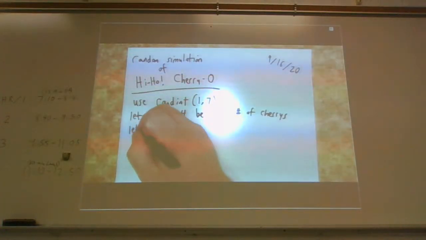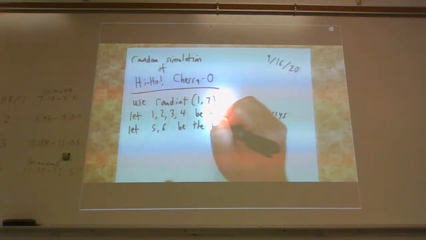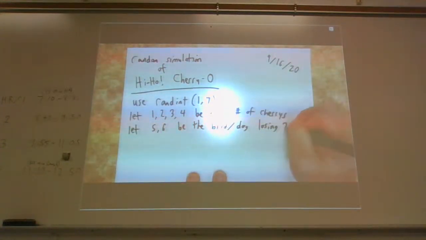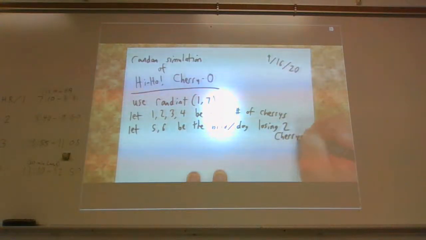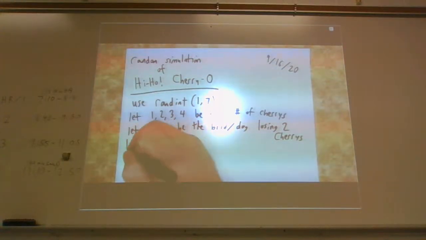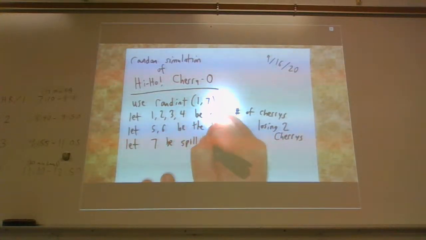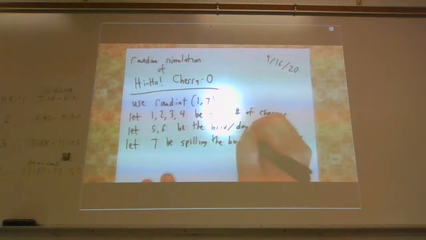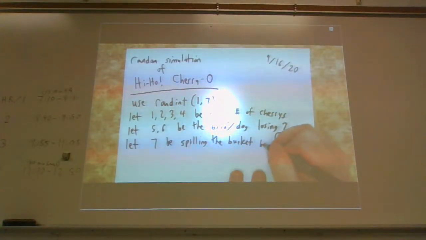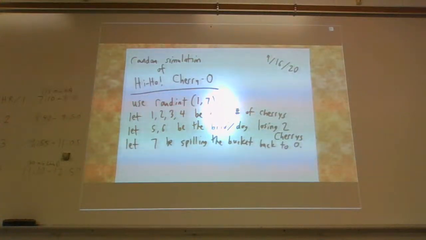We are going to let 5 and 6 be the bird taking 2 cherries. Of course, if you start with 0, you're going to stick with 0. You can't go negative on this thing, so please keep that in mind. And then we are going to let 7 be spilling the bucket, back to 0. Doesn't matter where you are. If you're at 9 and you spill your bucket, you're back at 0.